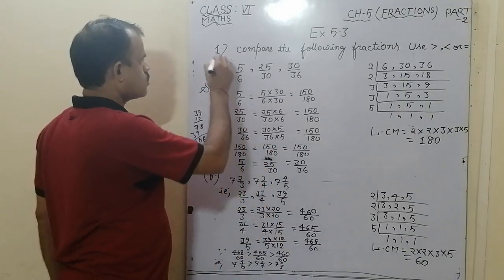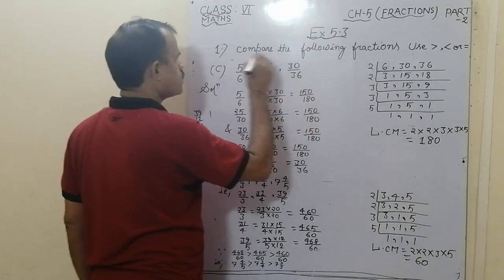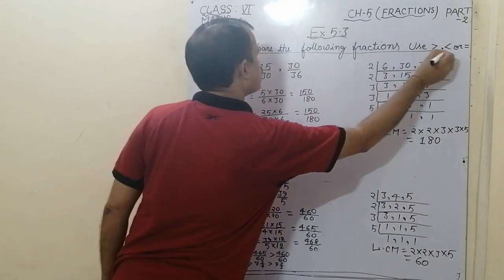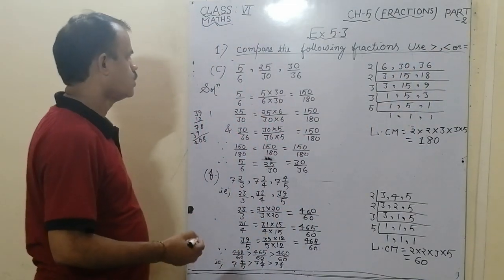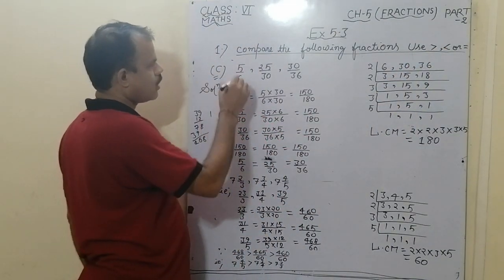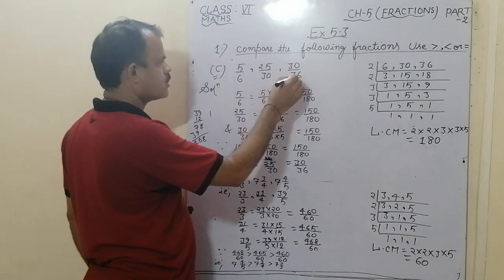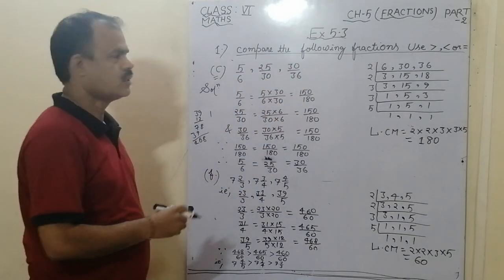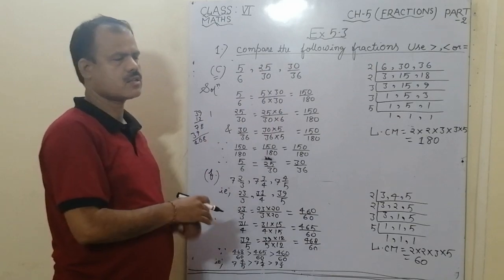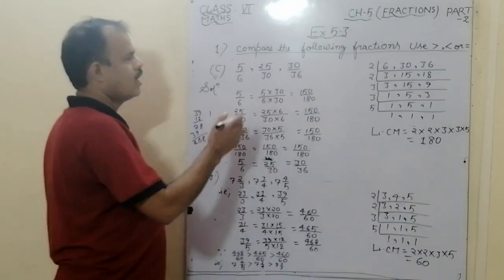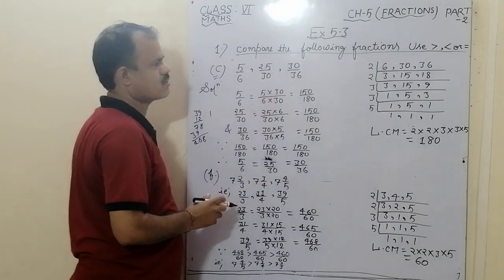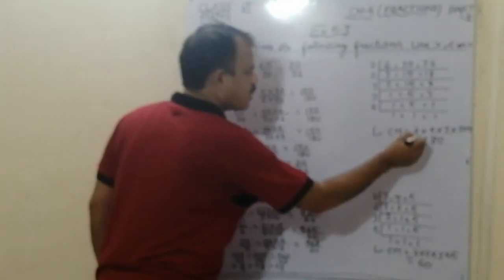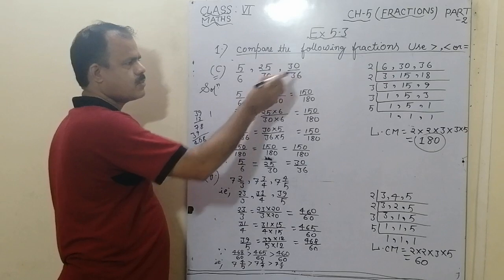Yes student, question 1 of Exercise 5.3. Compare the following fractions using greater than, smaller than or equal to. So see here, C part: 5 by 6, 25 by 30, 30 by 36. They are unlike fractions. So first we have to take the LCM of the denominators 6, 30 and 36. So it becomes 180. So the LCM is 180.